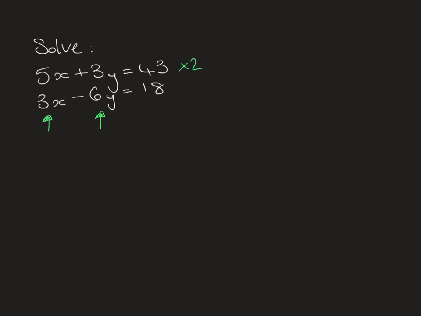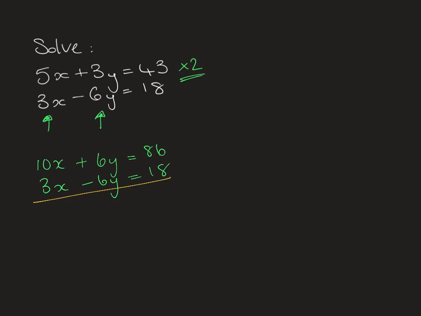So I start by doubling my top equation. 5x times 2 is 10x. 3y times 2 is 6y. And 43 times 2 is 86. Make sure that you multiply all three terms by whatever value you're multiplying by. I'm going to keep the second one the same. So 3x take away 6y is 18, and now I've got 6y in both, I can go ahead and solve these in the same way that I did before.